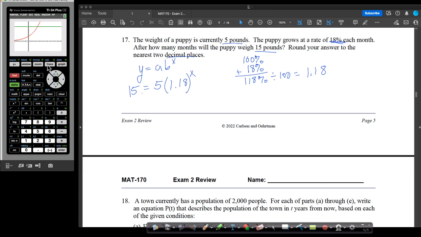So I go second calc, intersect, number 5. Remember, it asks for the first curve, you just hit enter. It jumps to the second curve and asks, is this the second curve? You hit enter. And then for the guess, you just hit enter. And it finds that the weight will be 15 after 6.67, I guess what we want is to round it to the nearest 2 decimal places.